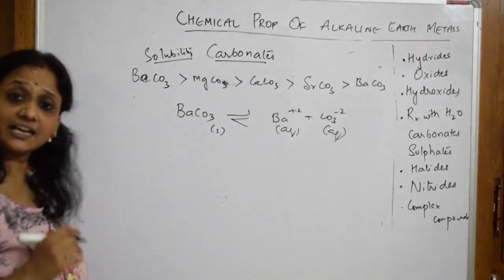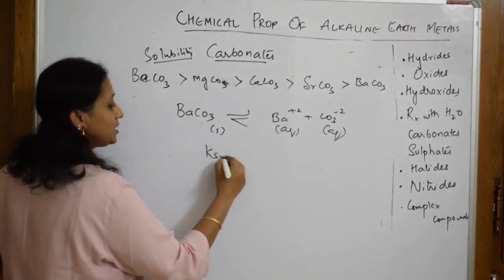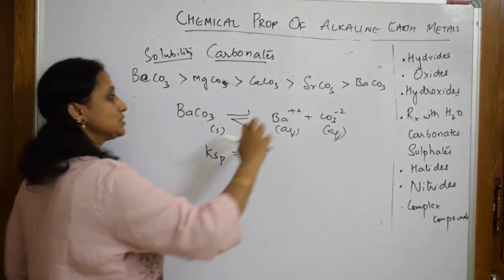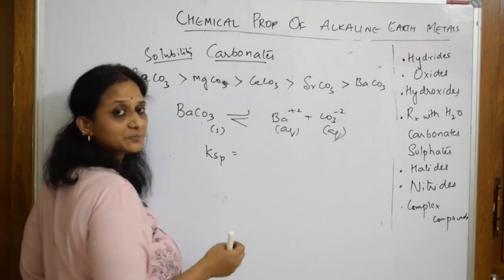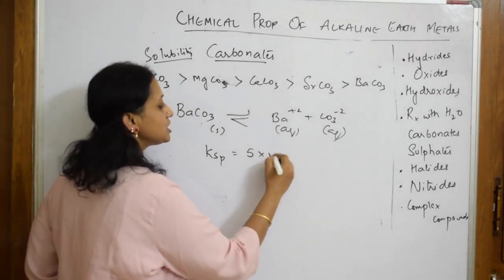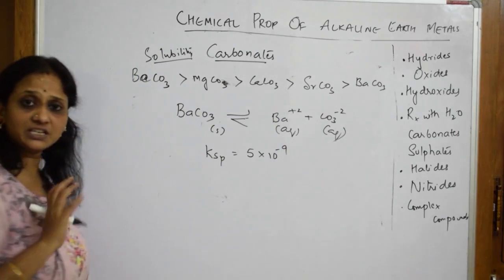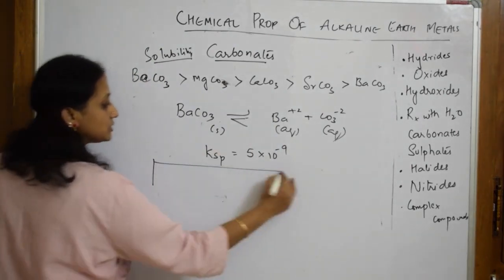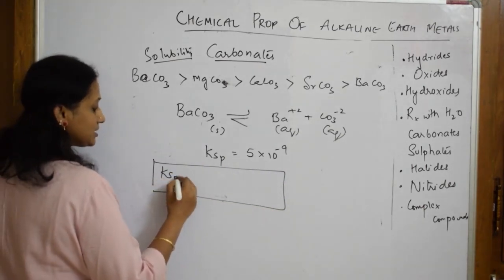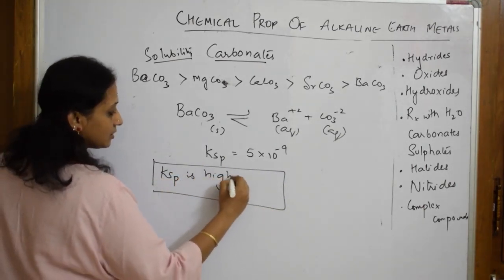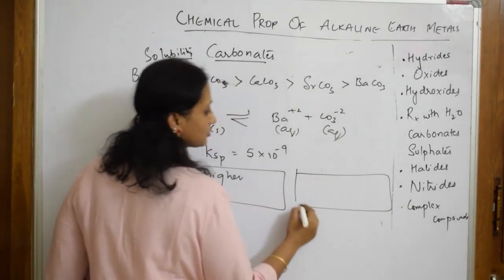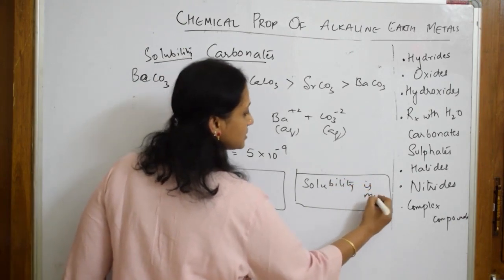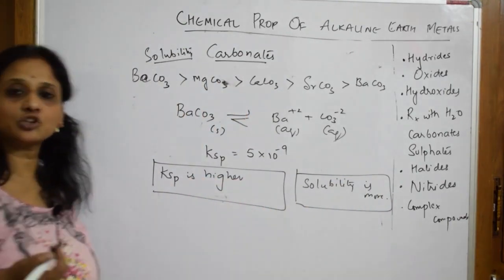Now when I have to calculate the KSP value of this, KSP is equal to the product by reactant, right? The KSP value of this particular thing was found to be 5 into 10 raised to the power of minus 9, which is a very, very small value, isn't it? So what is the important concept which you should remember? If KSP is higher, solubility will be more. Remember that. KSP higher means solubility more. This is the important thing.